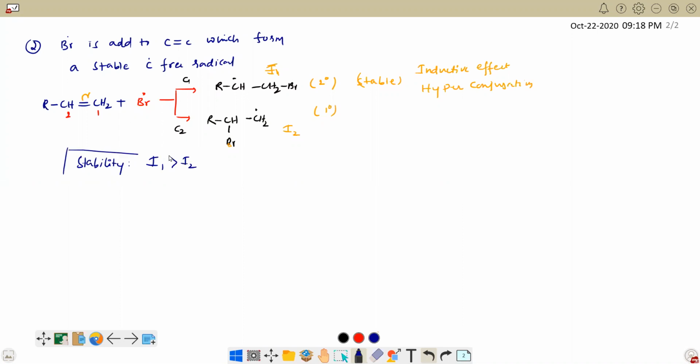Am I right? Therefore, the Br radical gets attached. And step 3 is what?